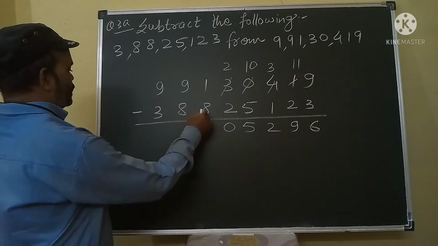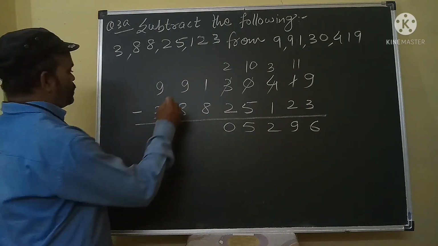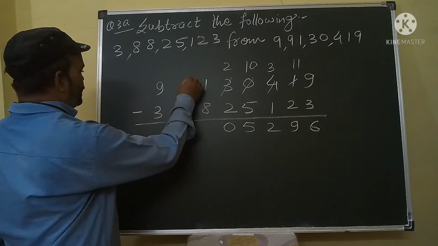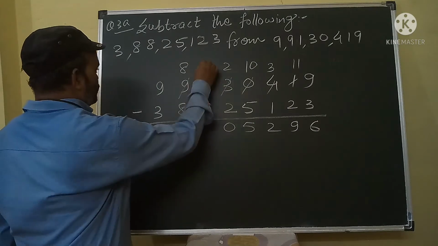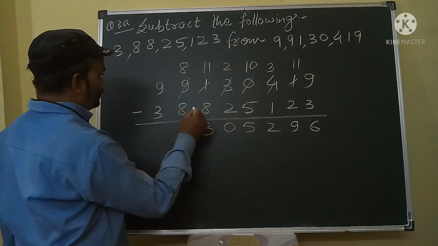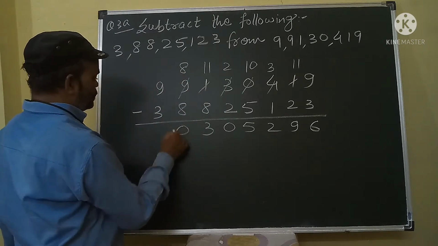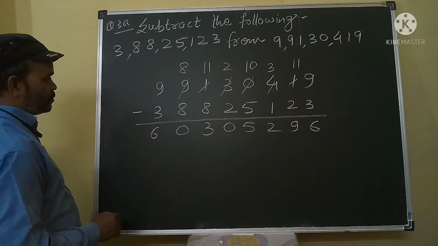We cannot subtract 8 from 1. So what we will do? We take one number borrow from 9. 9 converted to 8 and 1 converted to 11. 11 minus 8, 3. 8 minus 8, 0. 9 minus 3, 6. Okay.